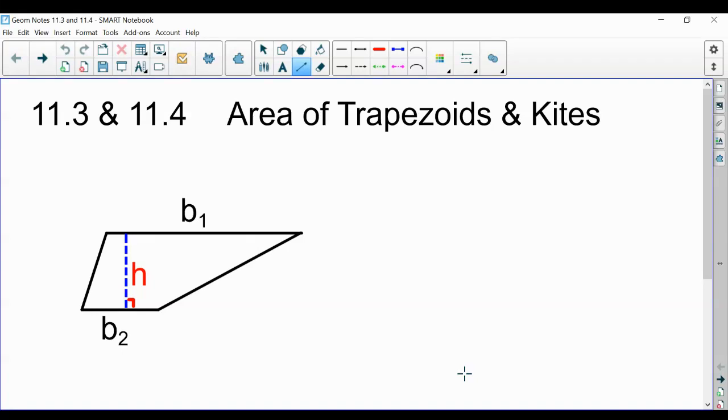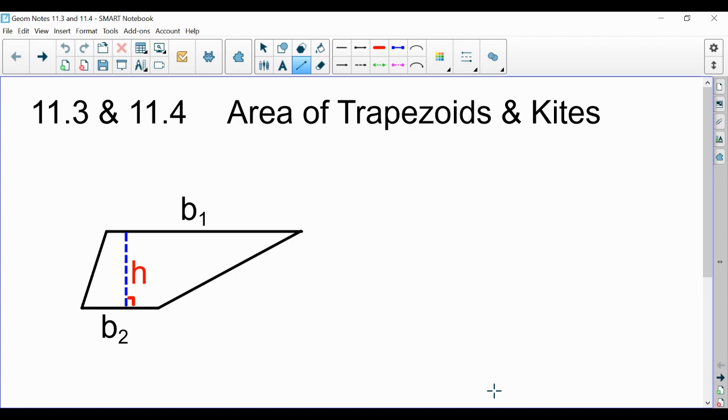Hello, geometry class, and welcome to this video on two sections, 11.3 and 11.4, that deal with areas of trapezoids and kites and related figures. So we're going to start by deriving the formula for a trapezoid.